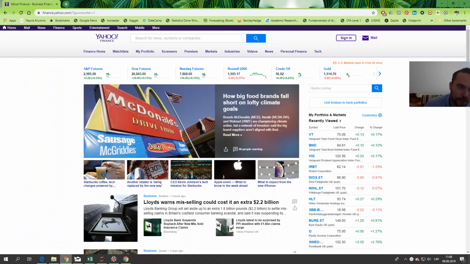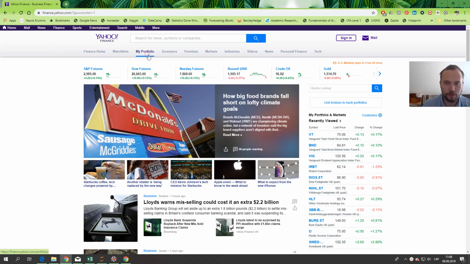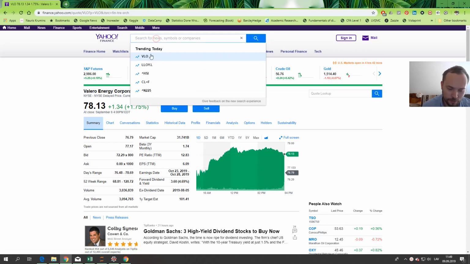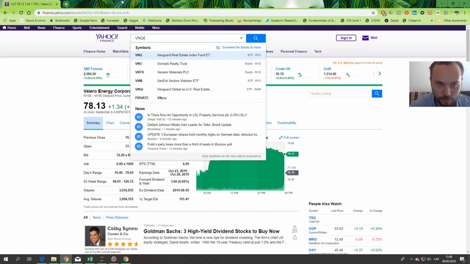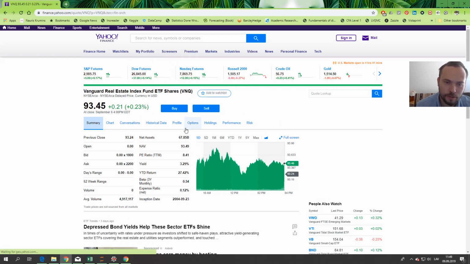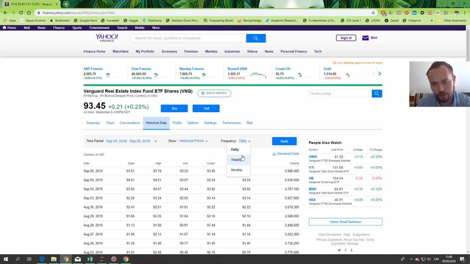So where do you get the prices? I took them from Yahoo Finance. You can just type in what we have already here. Not the fund, sorry. On real estate, for example, you go for historical data and you take weekly, monthly, or whatever your preference is. I took weekly just to have a smaller amount of observations this time.